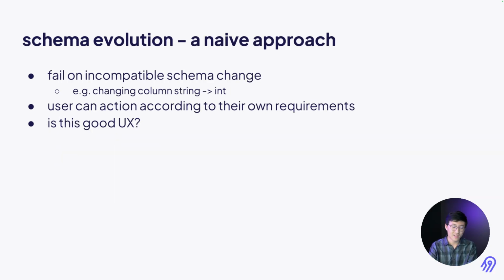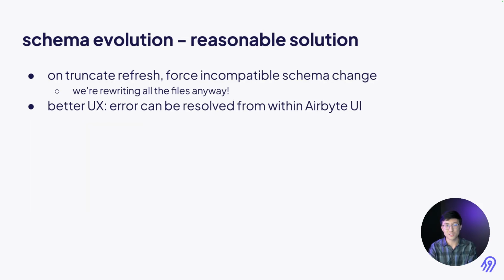So that's great. Schema evolution is kind of in a similar boat. We could just say, hey, we'll blow up on incompatible schema change. If you change something in a way that would invalidate your older data files, just fail. Tell the user, sorry, you need to fix this. That's not great user experience, obviously, because Airbyte says you have to fix this thing and then you go somewhere else to fix it. So we landed on a sort of compromise, which is if we're doing a truncate refresh, just force that schema change to happen. We know we're already rewriting all the data files. We don't need to worry about the ones that already exist because we're going to abandon them anyway. And that is a better user experience.